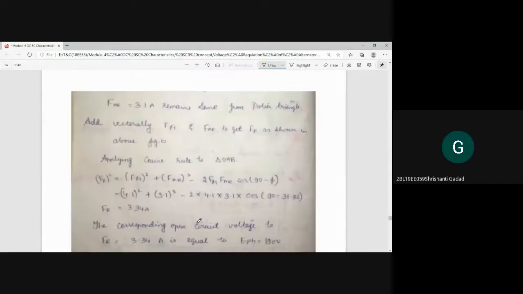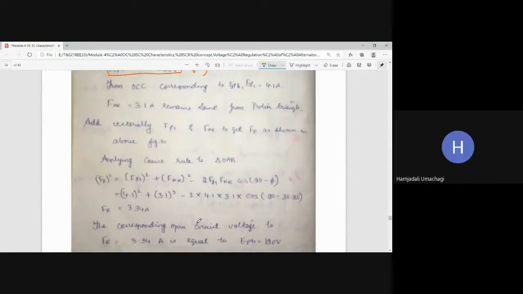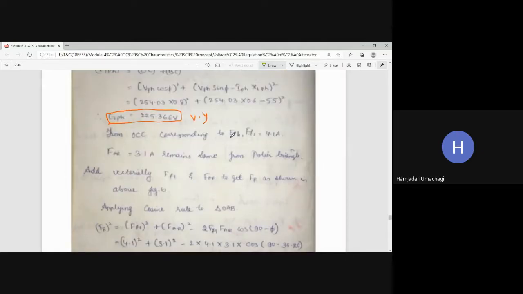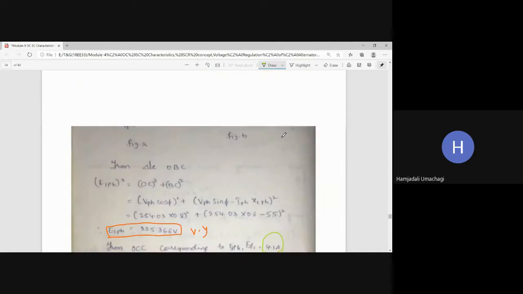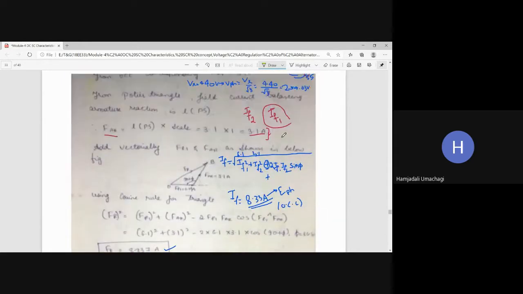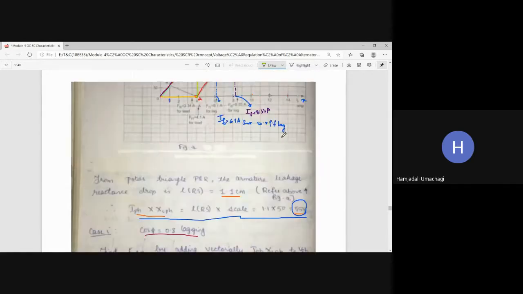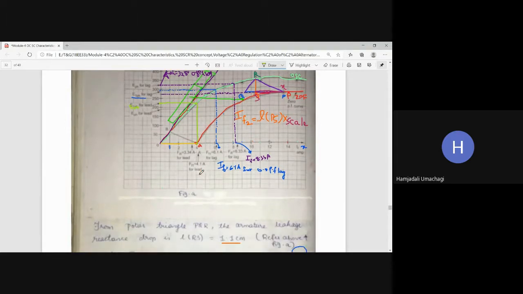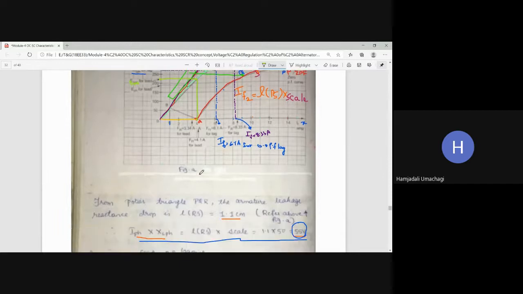Let's check what is the value. Yes, sir. How much? 4.1. So here the IF1 you are getting is 4.1. Very good, answer is right. All of you are getting the same answer, 4.1. So for this you write IF1 equal to 4.1 amps for cos phi equal to 0.8 lead. Is it over?